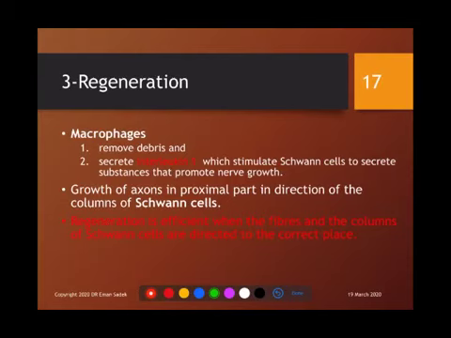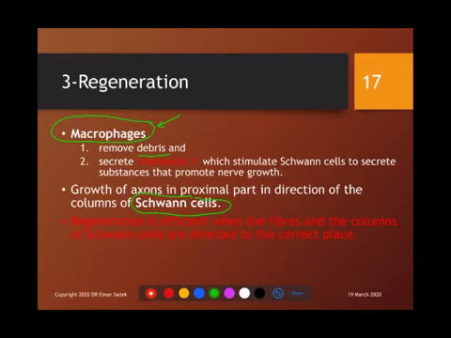How will the regeneration take place? Regeneration is performed by two workers, two important workers: macrophages, which are phagocytic cells, and the Schwann cells. The macrophages will provide us with two important functions. They will remove all the debris, all these dead elements. You have to clean the area for the new growing cells. So this is the first function.